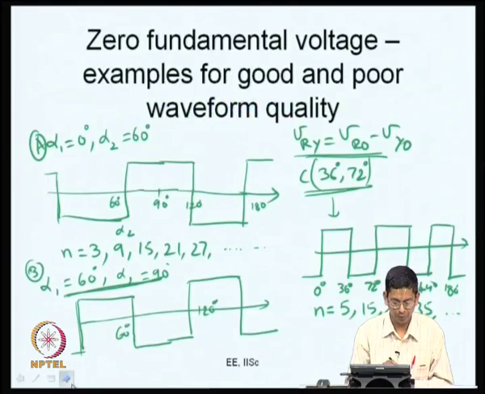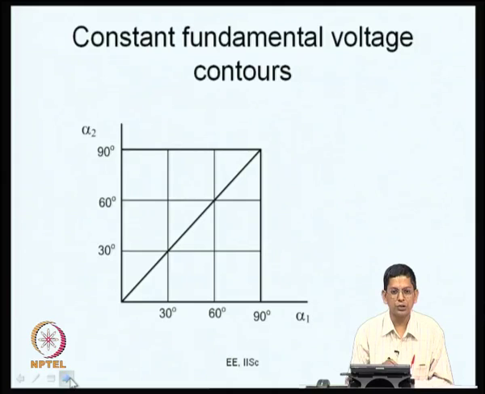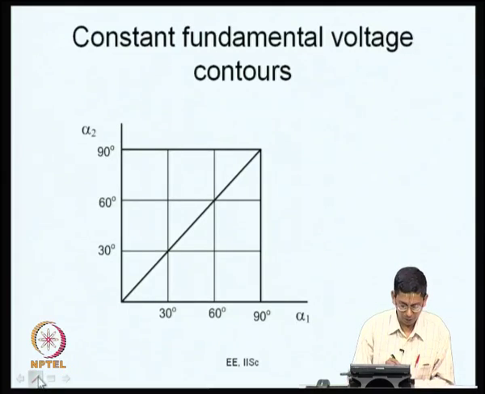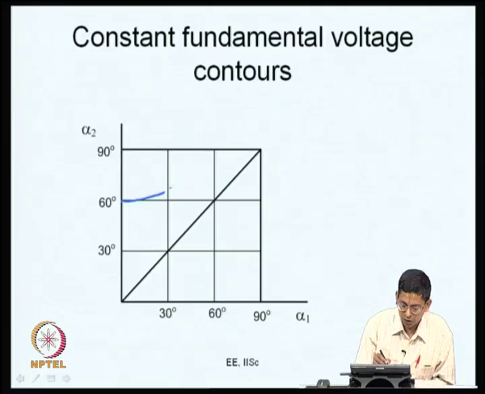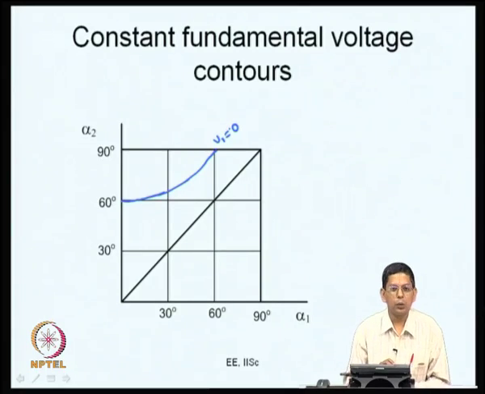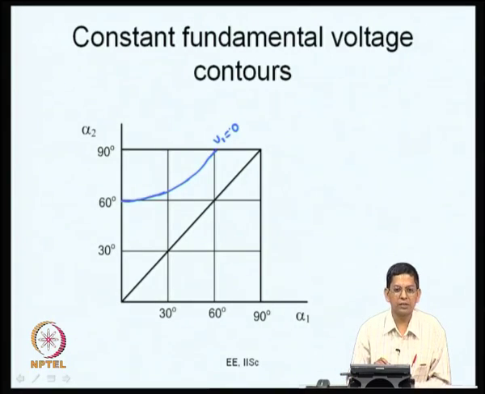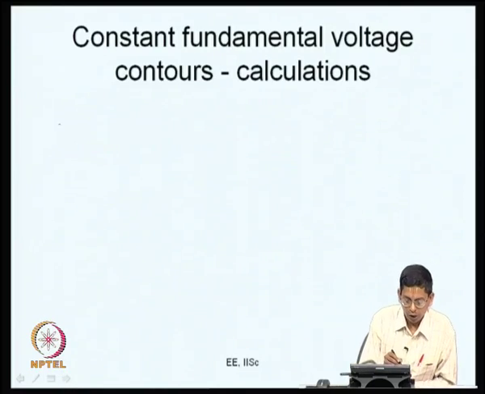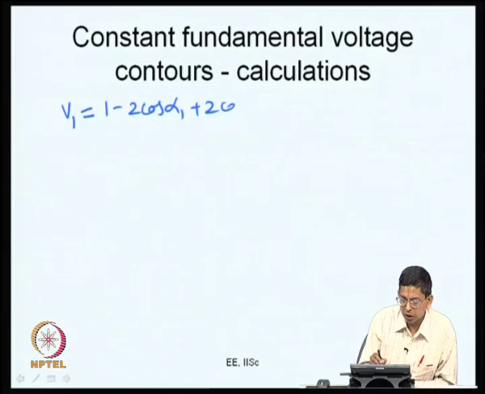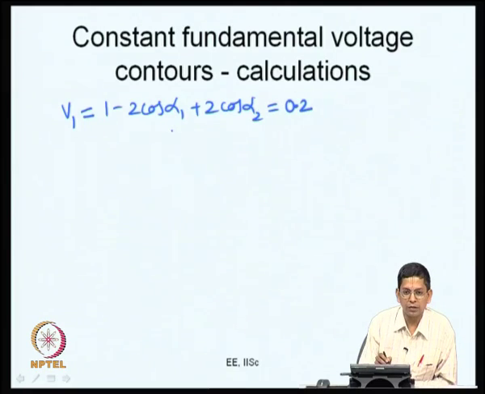So, we have been focusing on V1 is equal to 0. If you just draw this again, roughly this is the kind of V1 is equal to 0 curve we got. Instead, you want to get several other values of V1. Now, let us say you want V1 is equal to 0.2. All that you need to do is V1 is equal to 1 minus 2 cos alpha 1 plus 2 cos alpha 2 equals 0.2. You substitute different values of alpha 1 and you get different values of alpha 2.